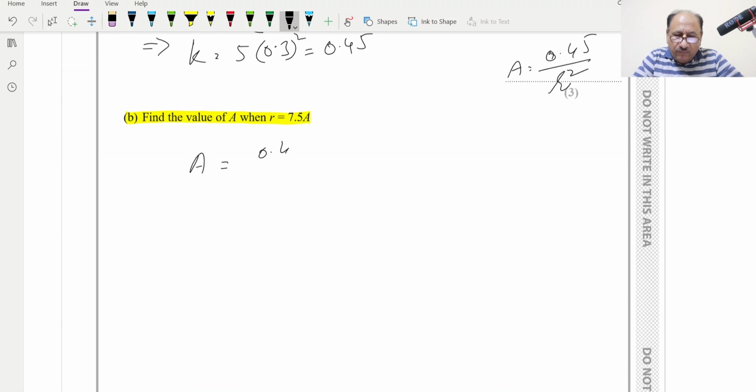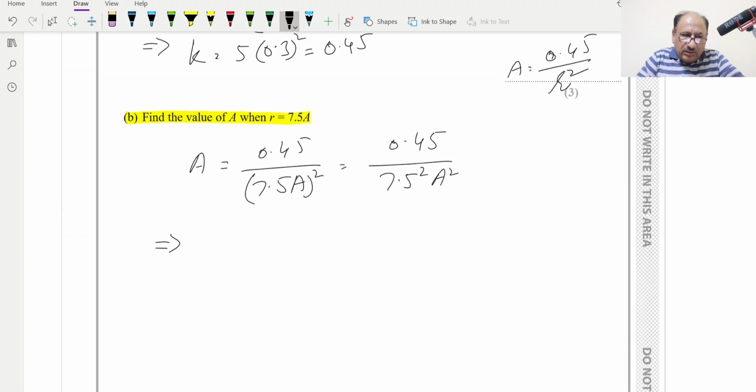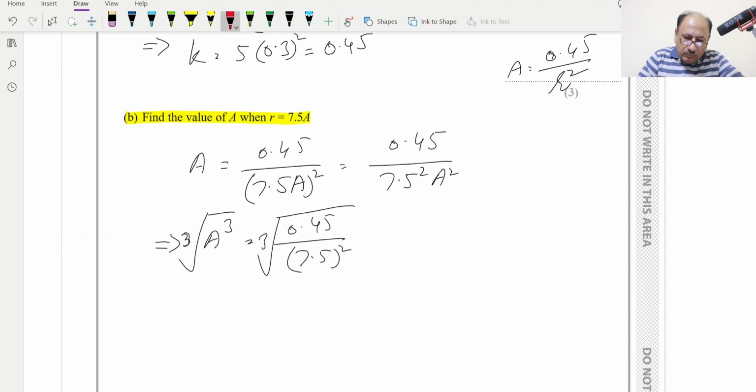So A is equal to 0.45 over r squared. The r value is 7.5a, squared. So this will be equal to 0.45 divided by 7.5 squared a squared. So this implies we can write a squared, we can shift to the other side, so it will be a cubed is equal to 0.45 over 7.5 squared. Now we can take the cube root on both sides to cancel this. So this cube root will cancel with the cube, and our result will be what?